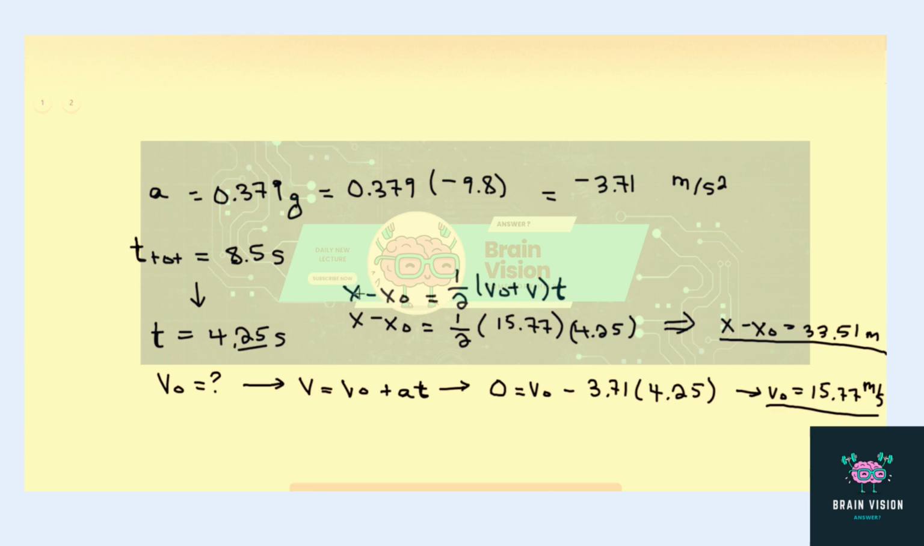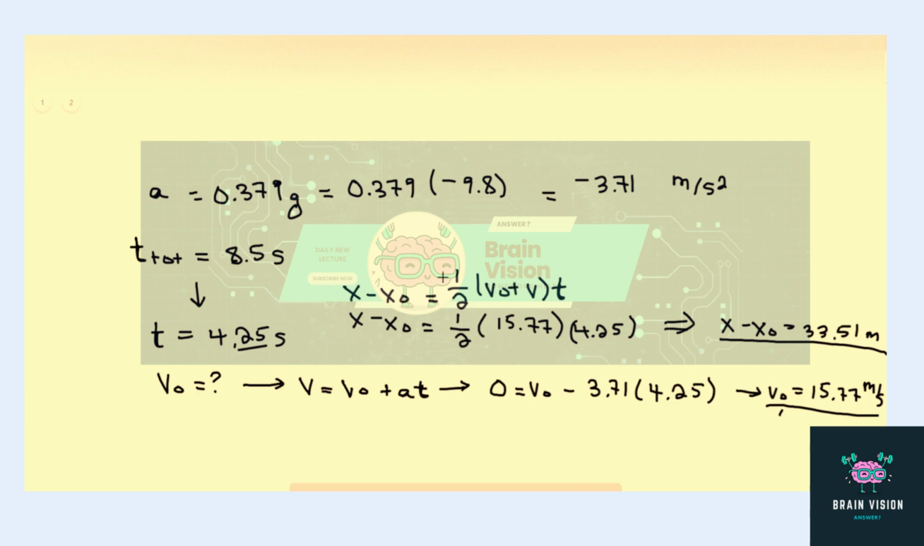The unknown for part A is x minus x naught, the total distance traveled on the way up, but I actually think it's easier to find the initial speed that the object is given first, because we can use this kinematic equation to find that real quick. v is equal to v naught plus acceleration times time. Now at the top, v is going to be 0, because it's stationary for a moment when it's at the very top. v naught is the unknown. a is negative 3.71, and t is 4.25. This gives us a value of v naught is equal to 15.77 meters per second.